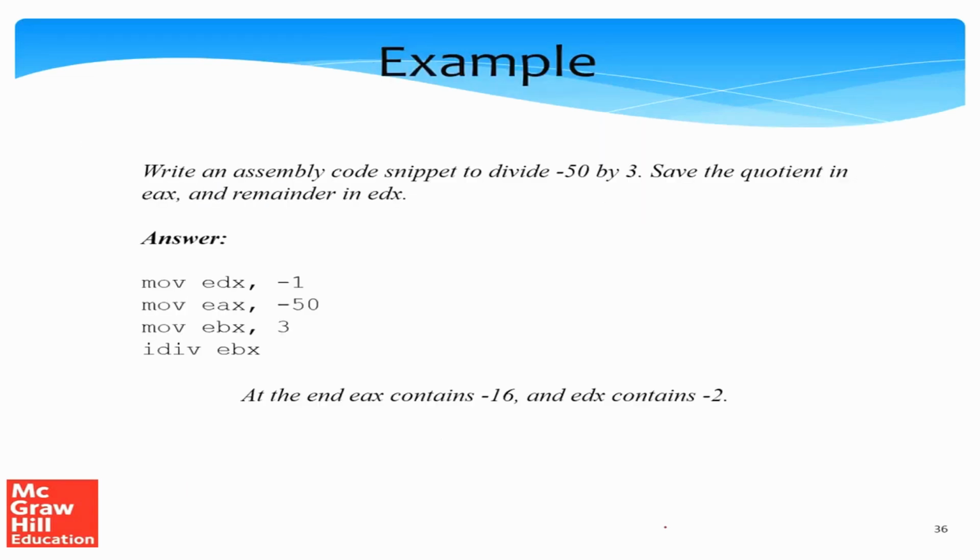Alright, so the learning is never complete without an example. So let's write an assembly code snippet to divide minus 50 by 3, and let us save the quotient in EAX and the remainder in EDX. So minus 50, what do we need to do? We move minus 50 into EAX, we extend its sign, we move minus 1 into EDX, we move 3 into EBX, and we call the IDIV instruction on EBX. Automatically, EAX will contain the quotient, which in this case is minus 3, and EDX will contain the remainder, which in this case is minus 2.